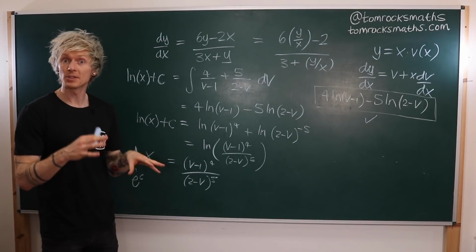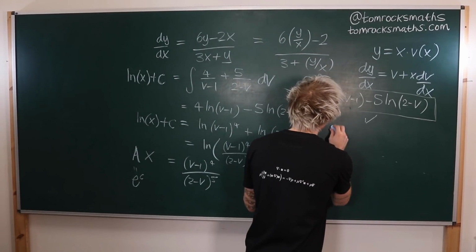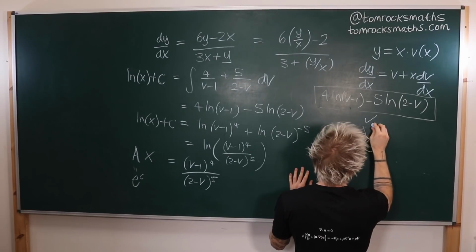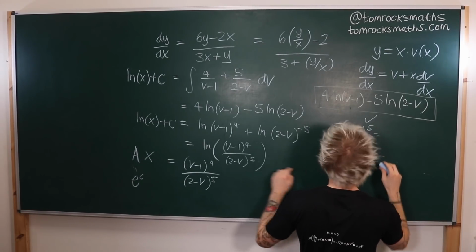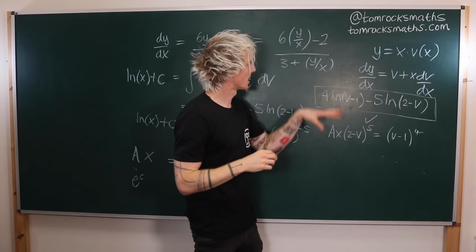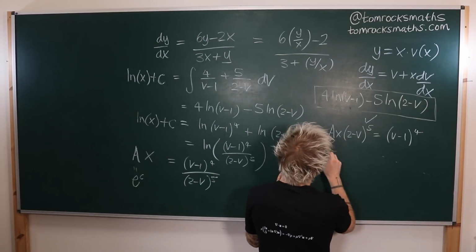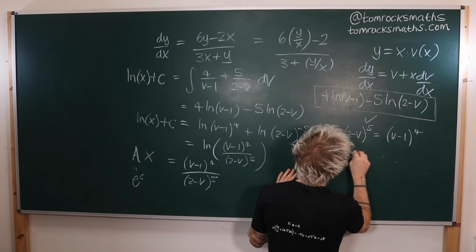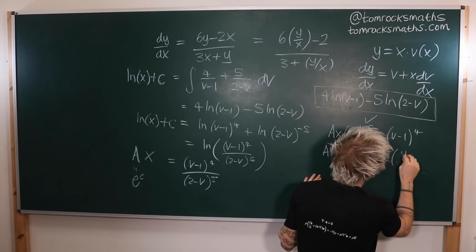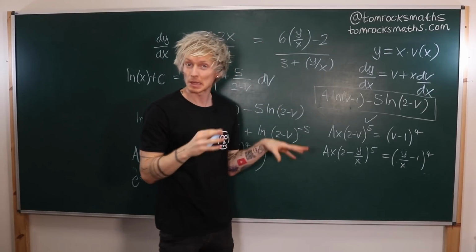If we now multiply up by the (2 minus v) to the power 5, what we're going to get over here is ax times (2 minus v) to the 5 is equal to (v minus 1) to the 4. And now we use the fact that v is y over x to sub back. So this is going to become ax times (2 minus y over x) to the 5 is equal to (y over x minus 1) to the 4. And then we can tidy this up.